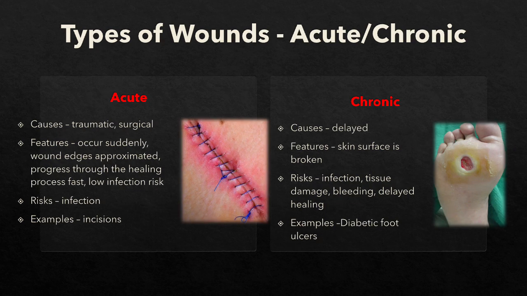Acute and chronic wounds. Acute wounds are caused by trauma or surgery. They occur suddenly, wound edges are approximated, they progress through the healing process fast, and have a low infection risk. Risk is still there for an infection though. Examples include incisions. Chronic wounds are caused by delayed healing. Features: skin surface is broken, risk for infection, tissue damage, bleeding, delayed healing. Examples include diabetic foot ulcers.